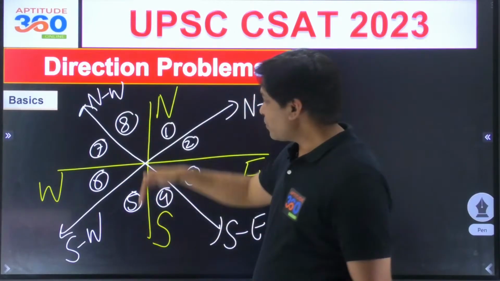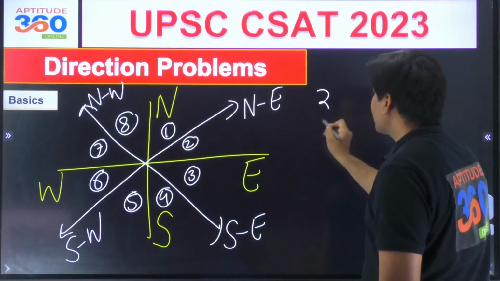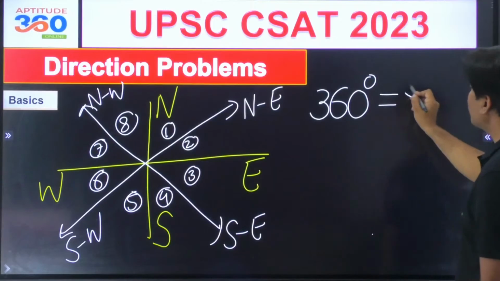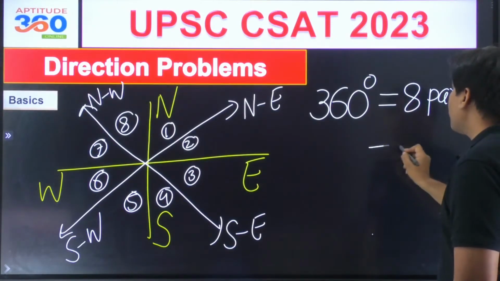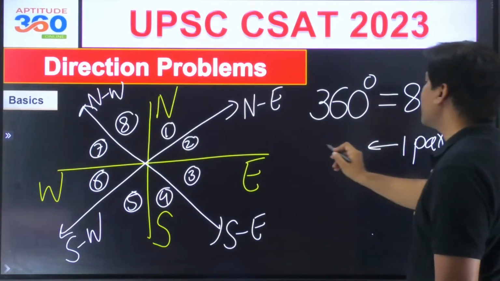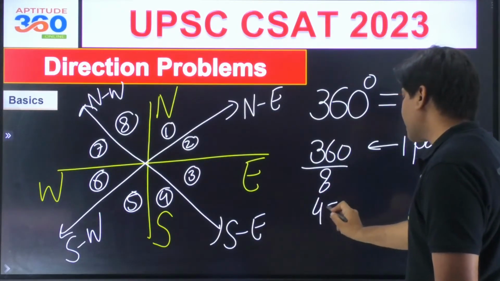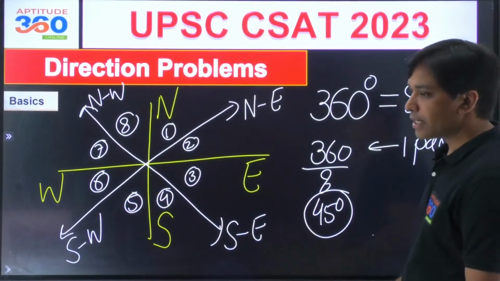So what is it that we should be doing? We should have 360 degrees, because one complete circle is 360 degrees divided into 8 parts. So what is going to be the central angle of one part? The central angle of one part out here is 360 divided by 8, which is 45 degrees. Do we understand this thing?